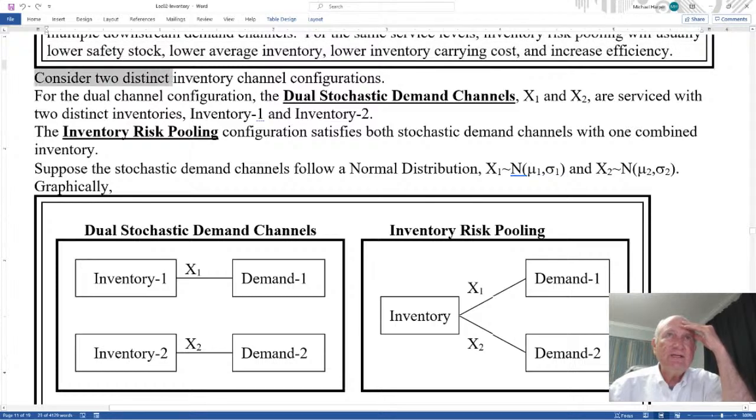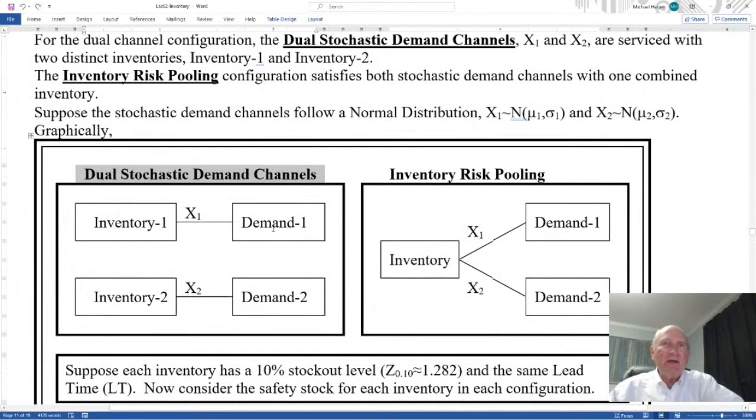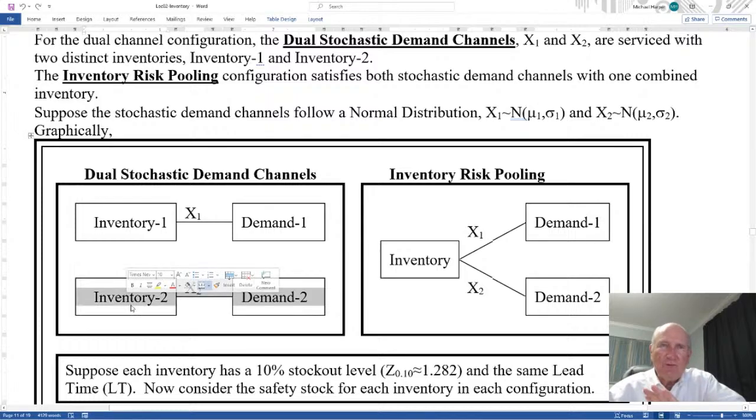Consider two distinct inventory channel configurations. Okay, the dual stochastic inventory demand. So you have demand here, and this is the same inventory item. This demand is satisfied by this warehouse's inventory. So this X1 is stochastic demand. The demand 2, the same inventory item, a different warehouse, and I have a different stochastic demand.